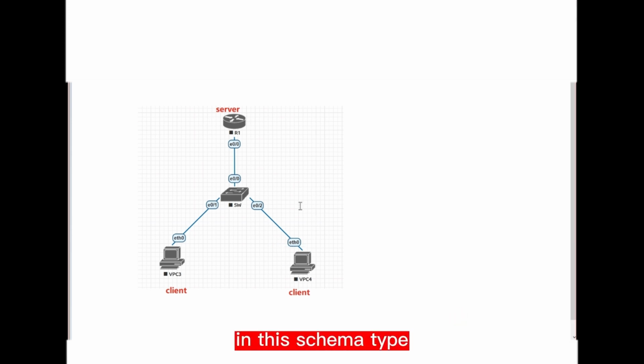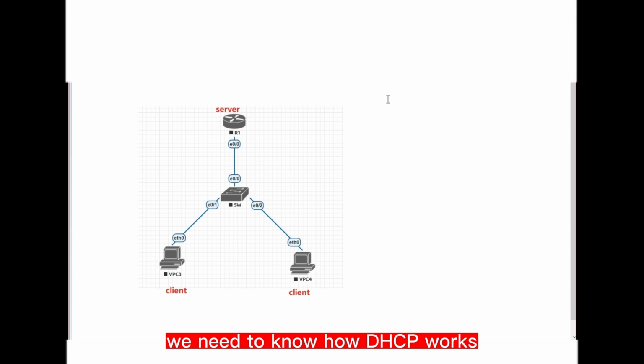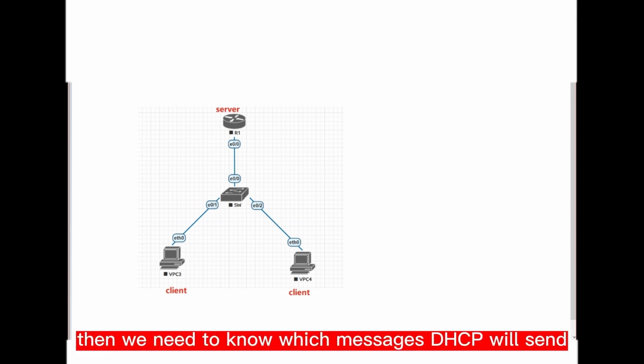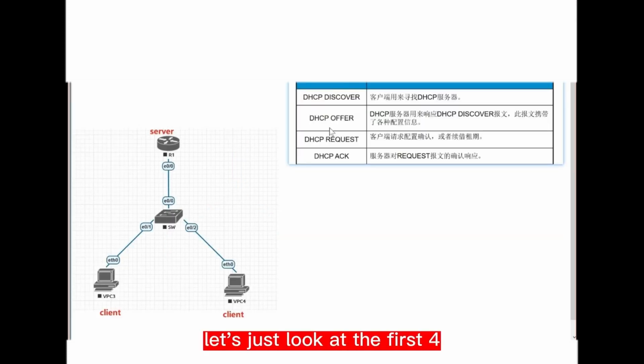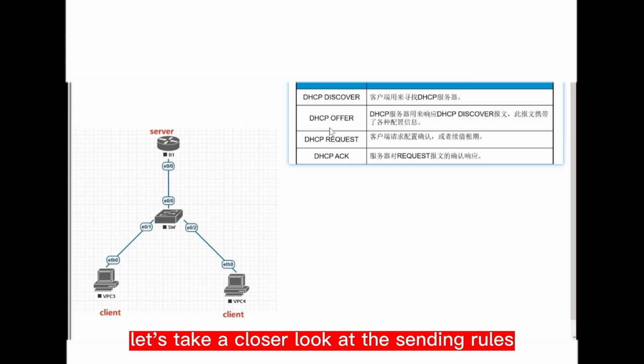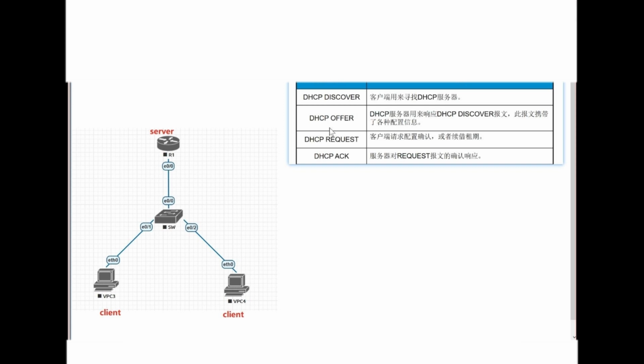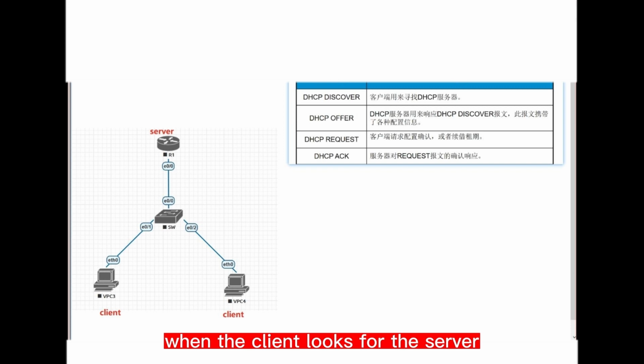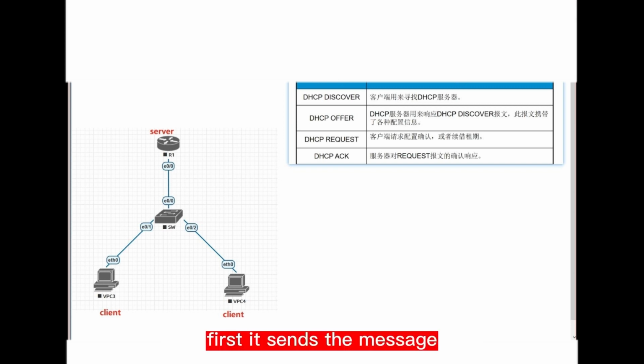In this schema type, we need to know how DHCP works. Then we need to know which messages DHCP will send. Let's just look at the first four. We don't really need the latter two during the request phase. For messages, let's take a closer look at the sending rules. First of all, here is a DHCP discover. This is called the seek message. When the client looks for the server, first it sends the message.